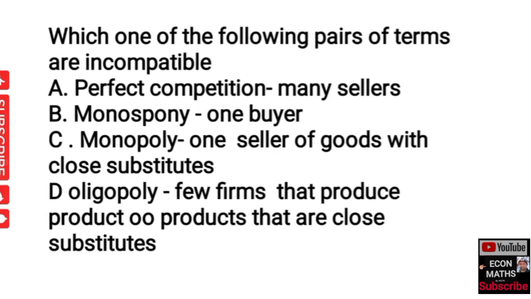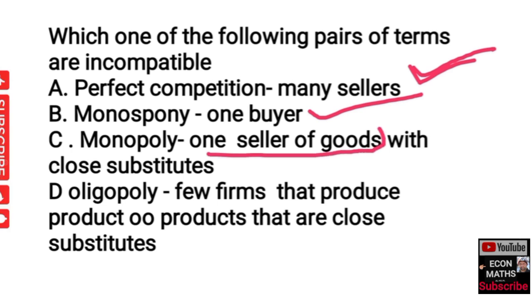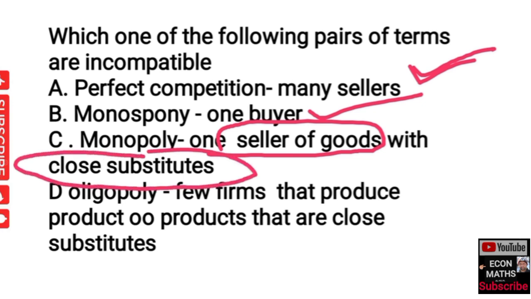Next question is, which one of the following pairs of terms are incompatible, that is, they are wrong. The options are perfect competition, many sellers. Yes, this is the property of perfect competition, where we have a large number of buyers and sellers. Monopsony, one buyer. In case of monopsony, we have a single buyer and multiple sellers. This is also correct. Monopoly, one seller of good with close substitutes. We have one seller of good, that is correct, but there is no close substitute to that good, so this option should not be here.